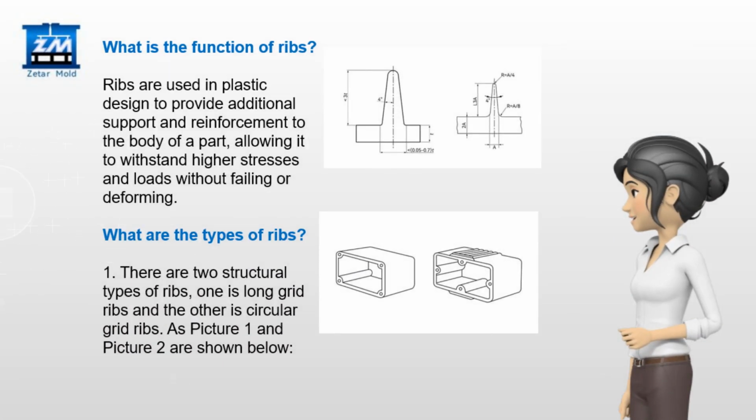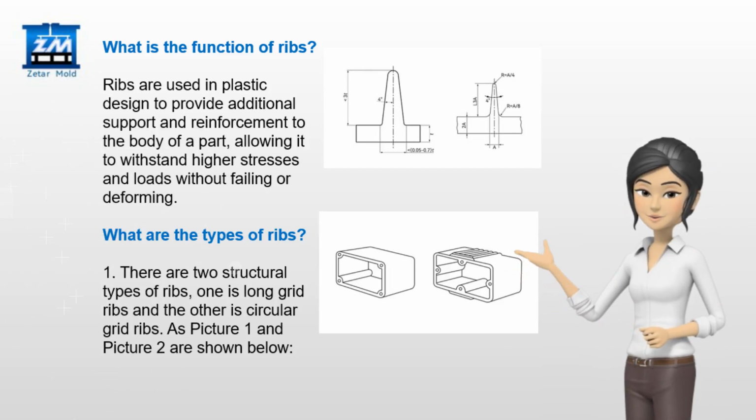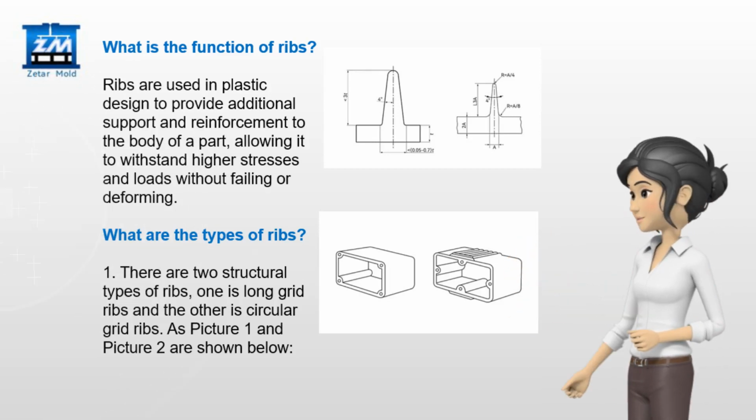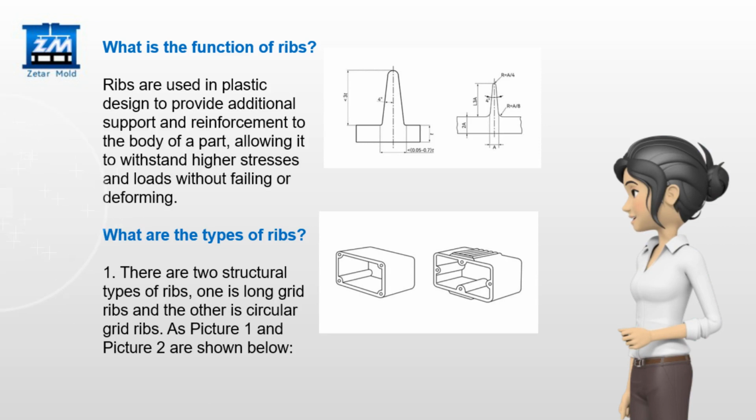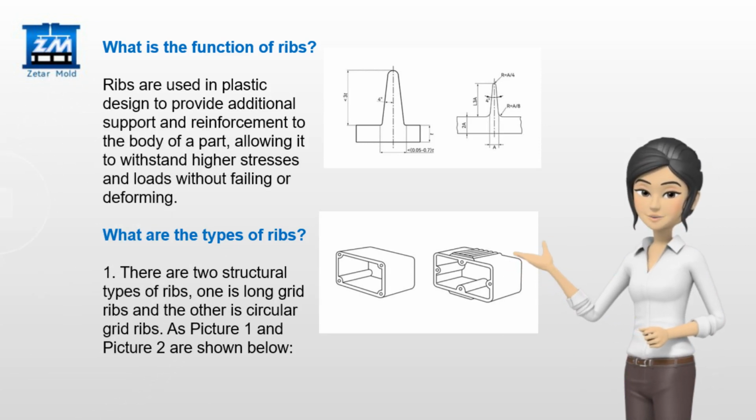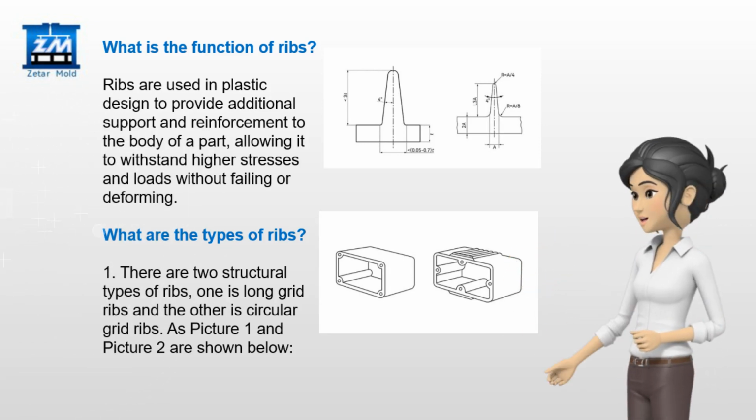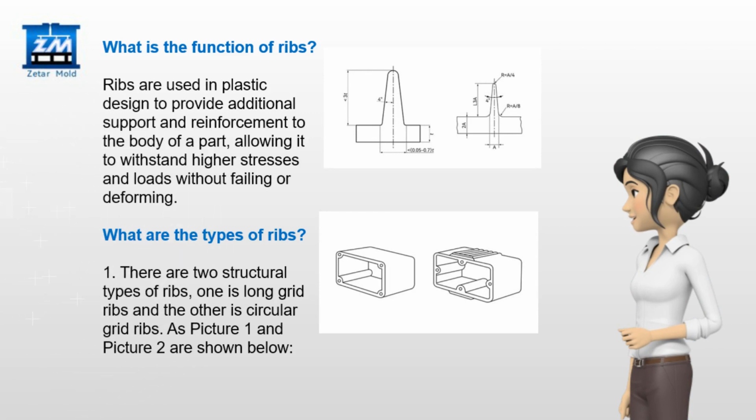What is the function of ribs? Ribs are used in plastic design to provide additional support and reinforcement to the body of a part, allowing it to withstand higher stresses and loads without failing or deforming.